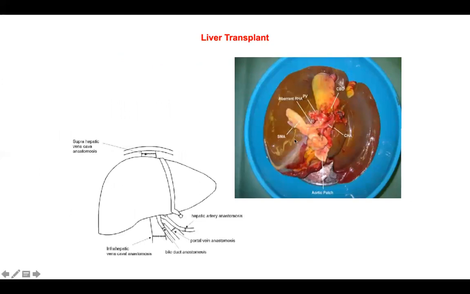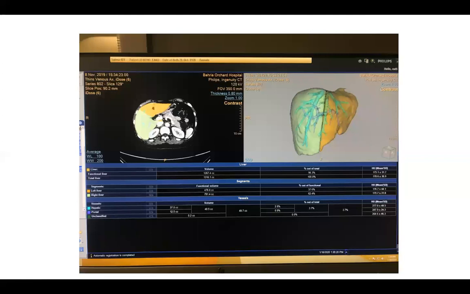So this is an organ retrieved for transplantation, and generally in a cadaveric liver transplant, the full graft is implanted. This is a graft with IVC reconstruction and standard portal vein, hepatic artery, and biliary reconstruction. Living donor liver transplant is a complex process.